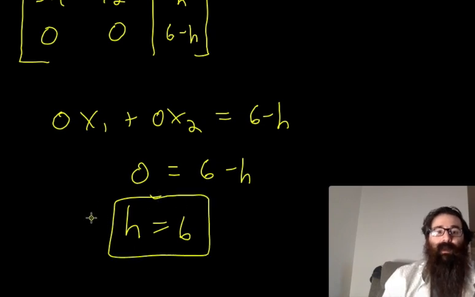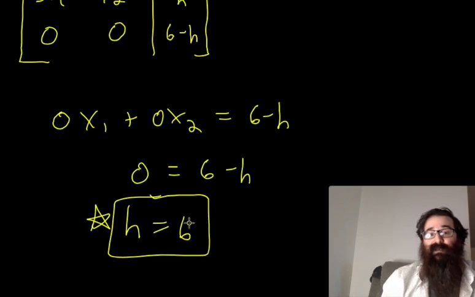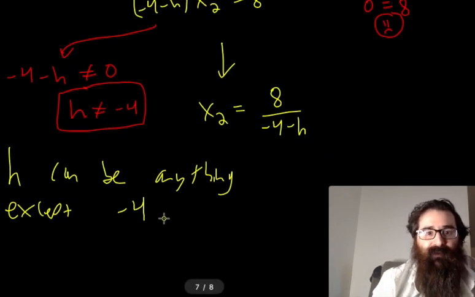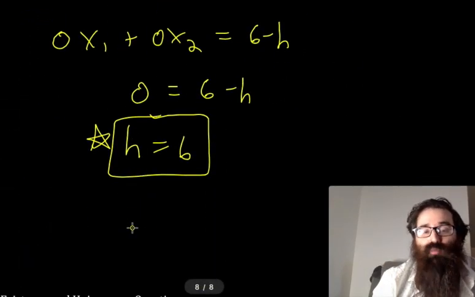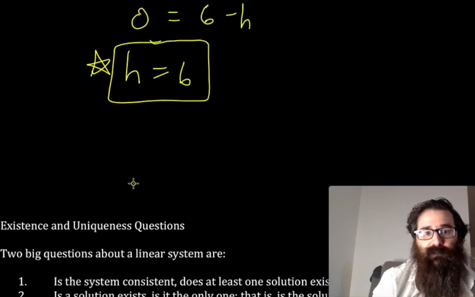I can literally solve this for h and say h is equal to 6. So the only way I'm going to get a consistent system out of this is if h is the value 6. No other values would work. I think in this last example, anything would work except negative 4 wouldn't. In this example, only 6 would work for h.